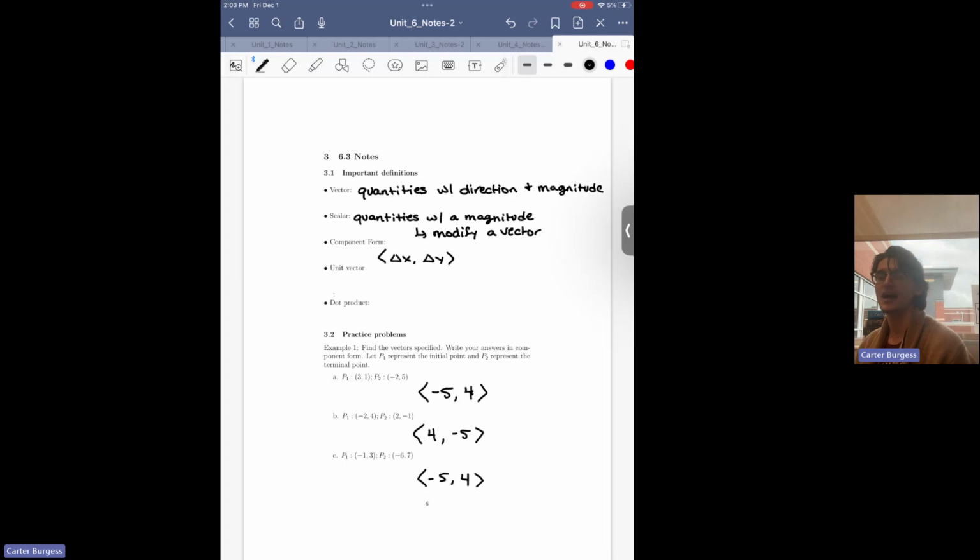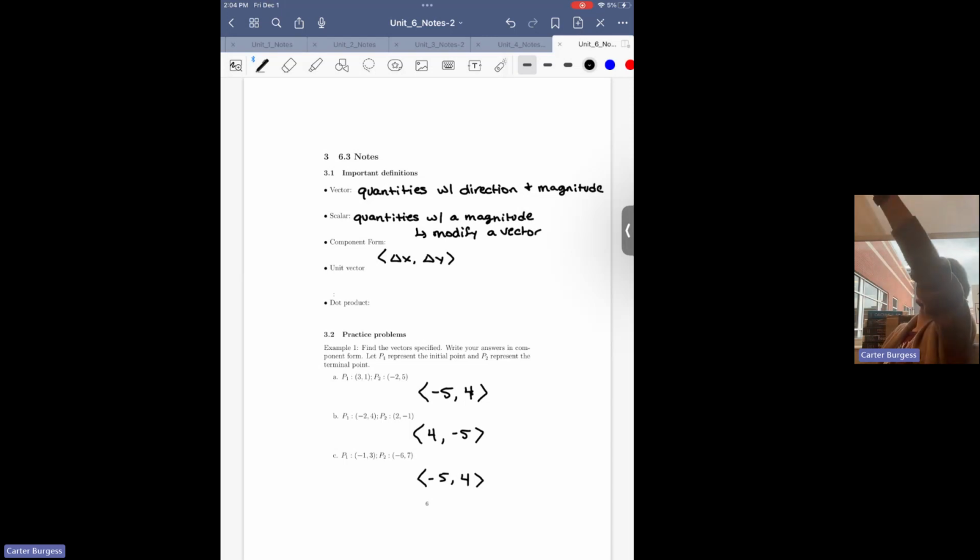All right, questions with our component form here? Hopefully fairly mind-numbingly straightforward? It's like, hey, we've been doing this for a hot minute.